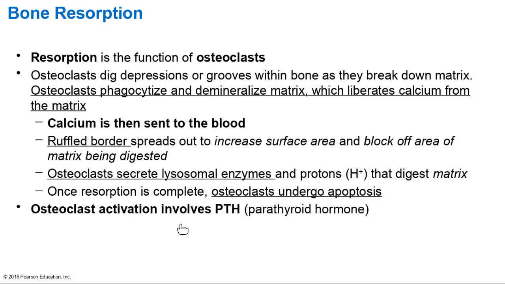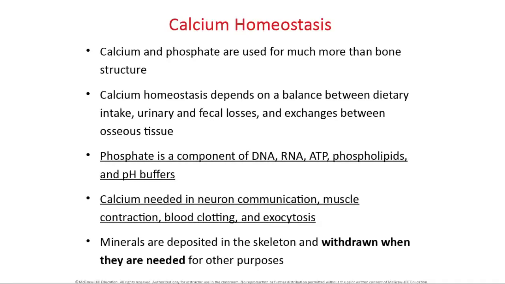Now, how do we activate osteoclasts? It involves parathyroid hormone, PTH. The activation of osteoclasts by PTH is indirect. PTH does not go to the osteoclast and tell it. It's a more indirect pathway that PTH will take, and it will be through osteoblasts, and also through osteocytes, because remember, osteocytes are communicators.